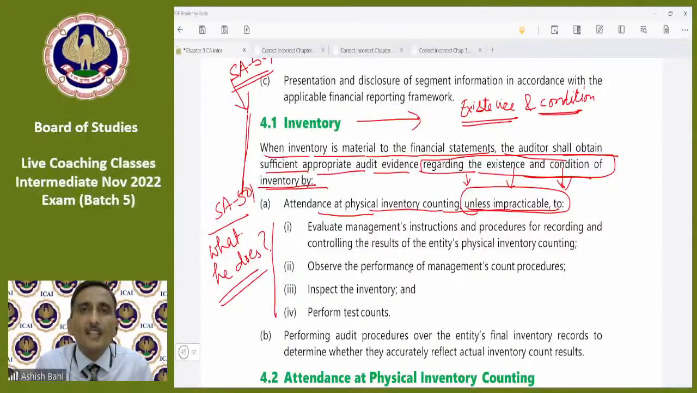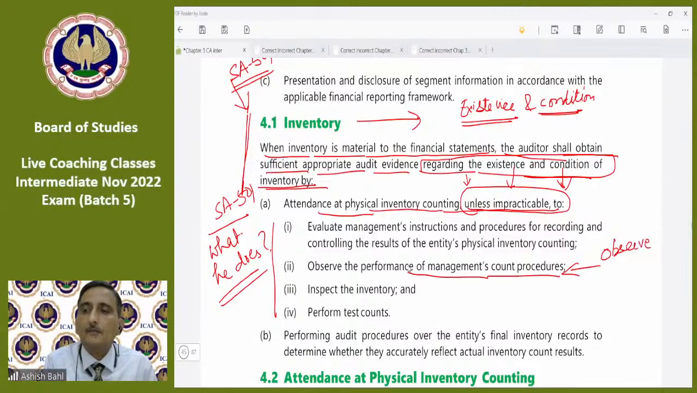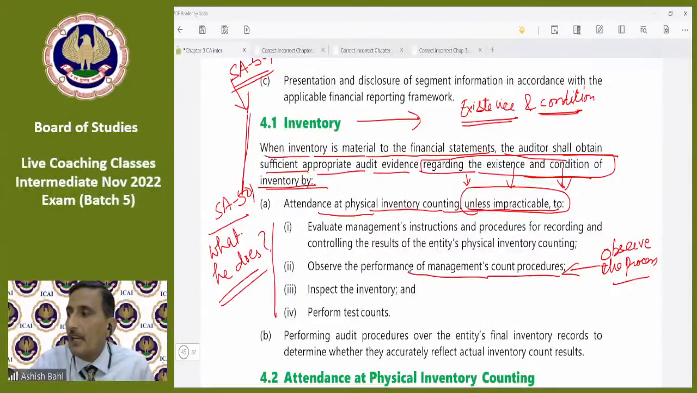Second, observe the performance of management's count procedures. Now, when the inventory is being counted, he would observe the process. See, the management has made certain arrangements for counting of inventories. Then he would observe whether this process is being followed, whether all the instructions are being followed, whether counting is being done properly or not. So these kinds of things.